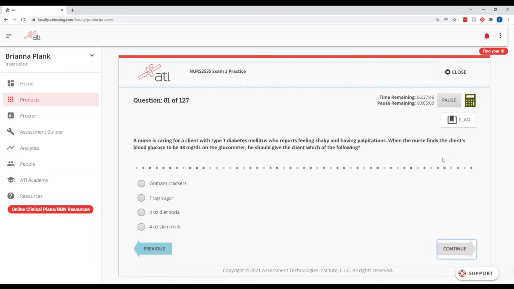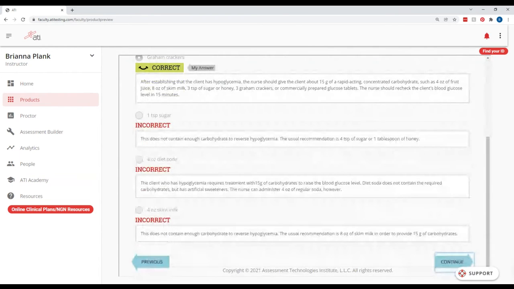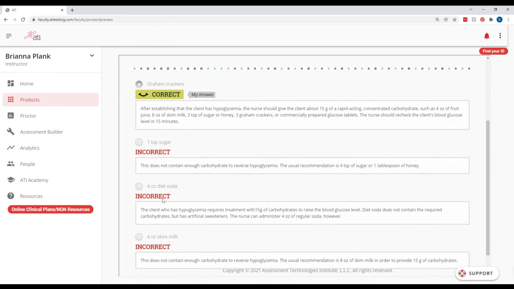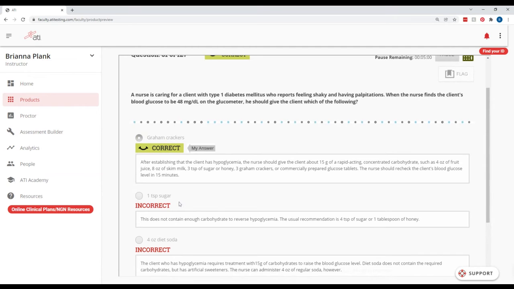Or a patient feels shaky and feels like they're having palpitations. Oh, we checked the sugar, it's 48. What are we gonna do? Okay. Yeah, so we talked about milk earlier and we would want to give 8 ounces. So a cup, close, Kaylin. Remember a cup is 8 ounces. So we could have given that, but 4 ounces isn't enough milk. Diet soda doesn't have sugar, it's not gonna help. A teaspoon of sugar, no.